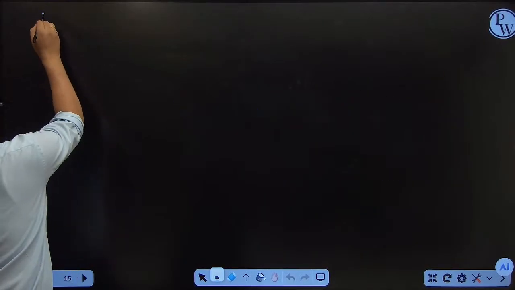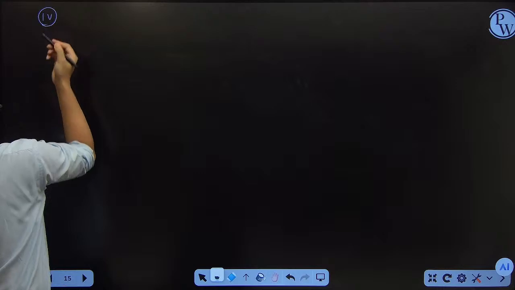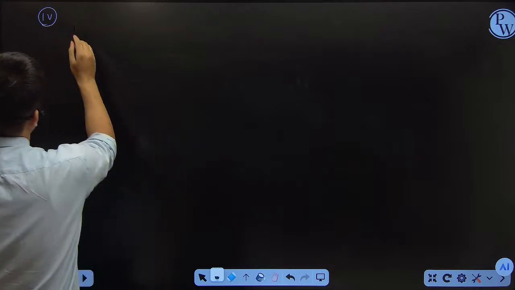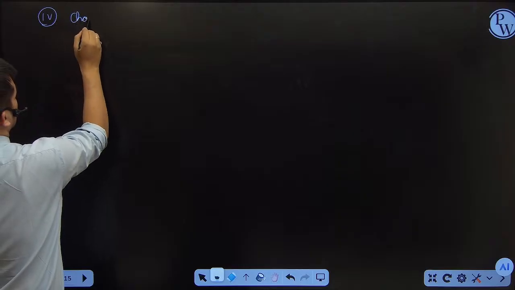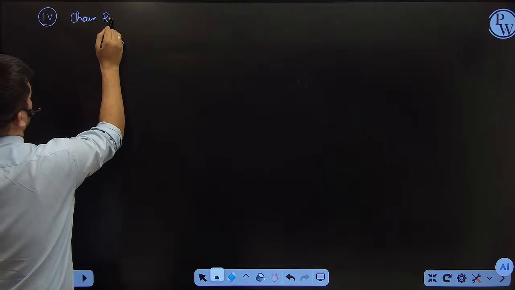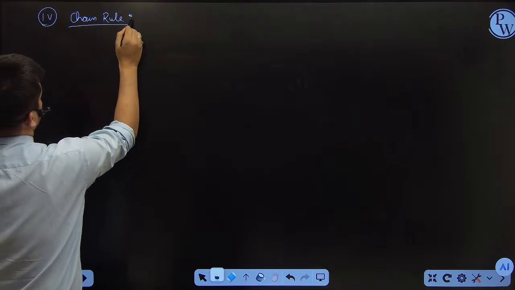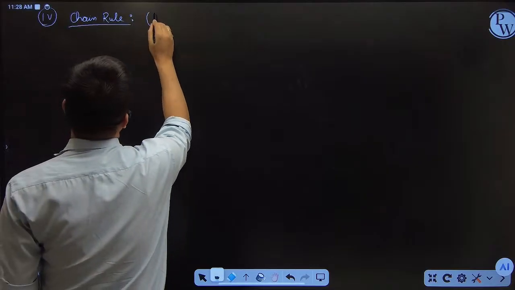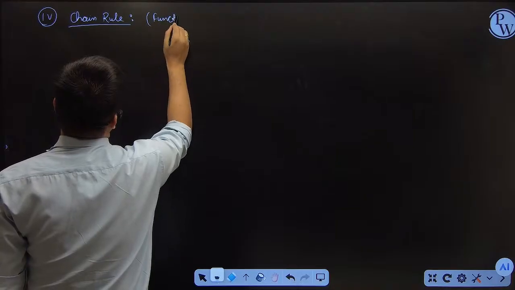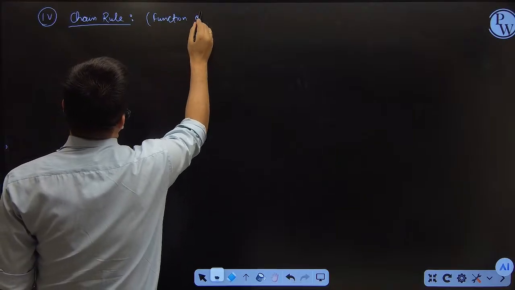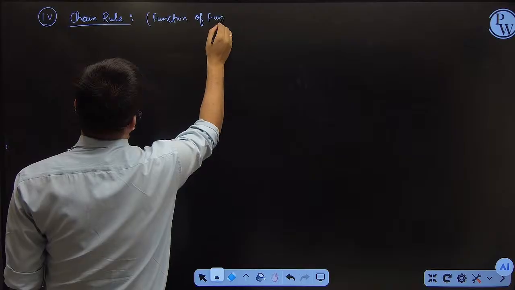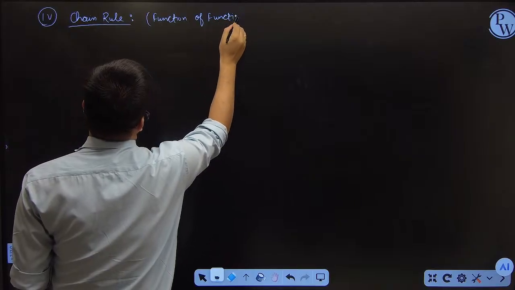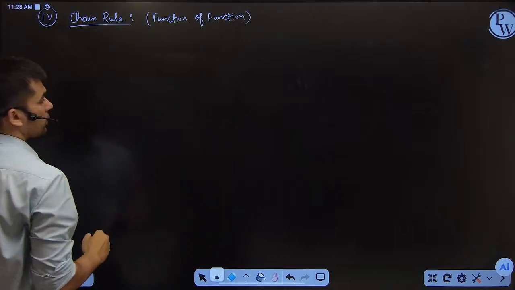Last one, usually the ones who are not aware about differentiation, they find it a little bit difficult. That is chain rule. Write down. It works on function of function. Okay, function of function, what is the meaning of that?